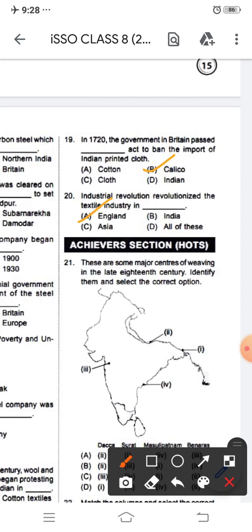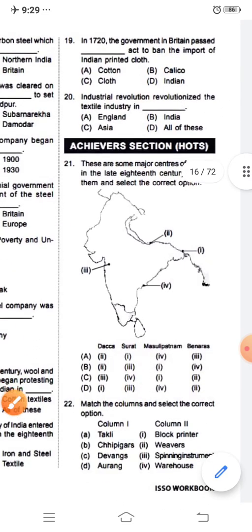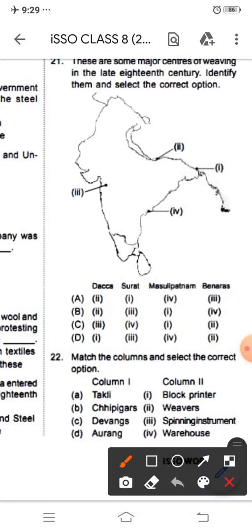Questions from this area. This is also a series-based question. These are the major centers of weaving in the late 18th century. Identify them. Select the correct option: Dhaka, Surat, Masulipatnam and Benares. The correct answer is option D.